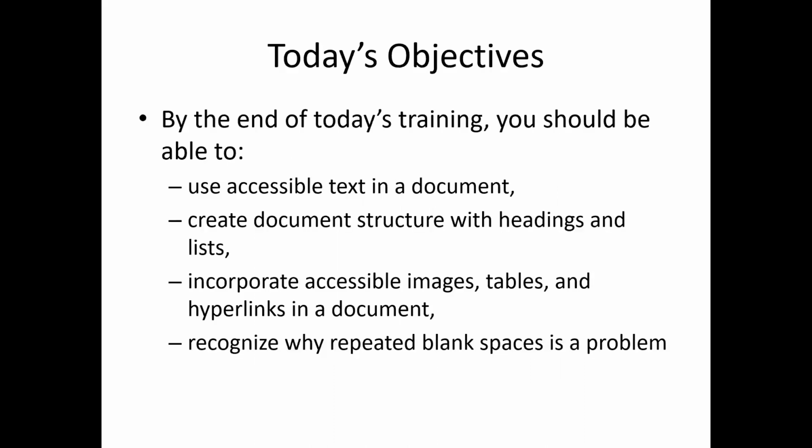So today's objective, by the end of the day, I want you to understand what accessible text means in a document. Again, we're going to talk about document structure with headings and lists. We're going to talk about accessible images, tables, hyperlinks. And we're not going to really talk about repeated blank characters, because if you're using Office 365, that's no longer quite the problem that it was, but we'll touch on it.